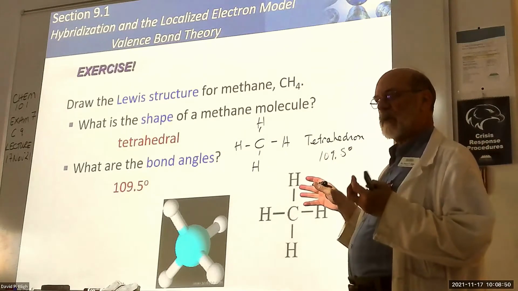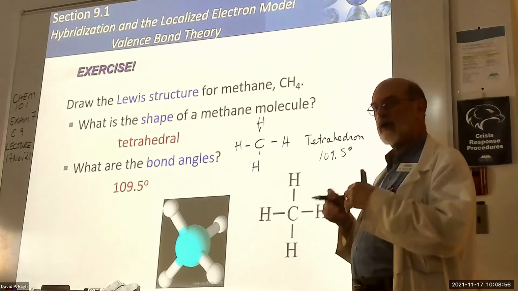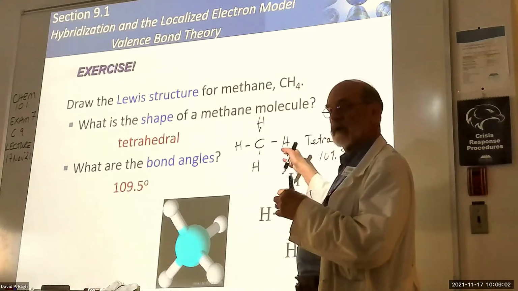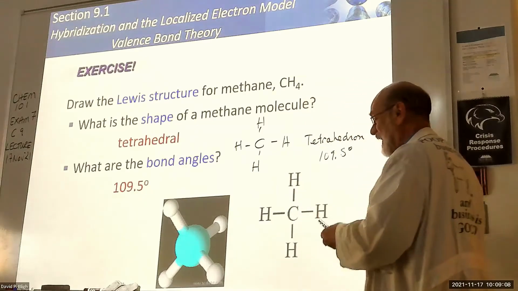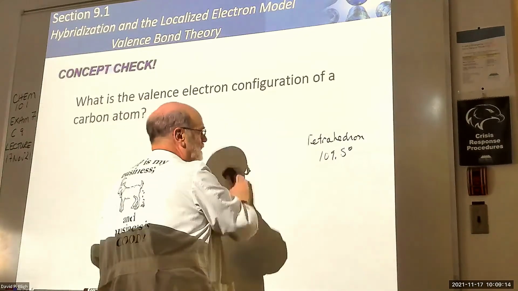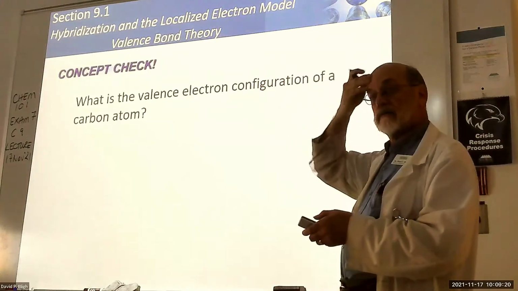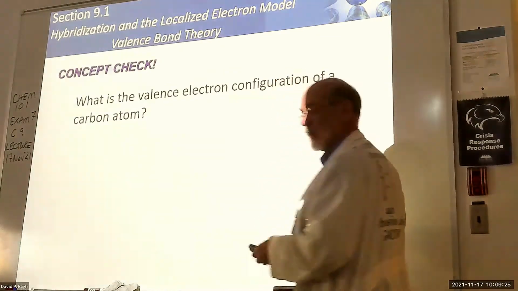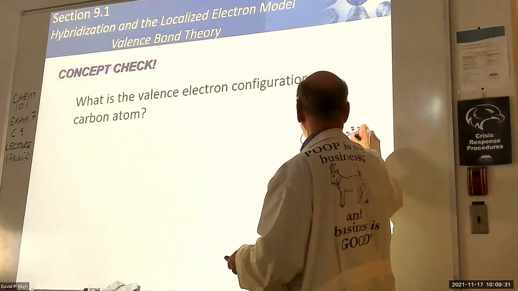The localized electron model says that the bonds occur by overlap of atomic orbitals. So the electrons still belong to hydrogen and carbon, and the orbitals that they occupy overlap. If we look at it that way, then we need to look at the electronic structure of each of the atoms. So the hydrogens are going to be 1s1. The carbon is going to be 1s2, 2s2, 2p2.